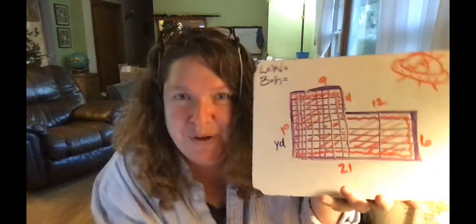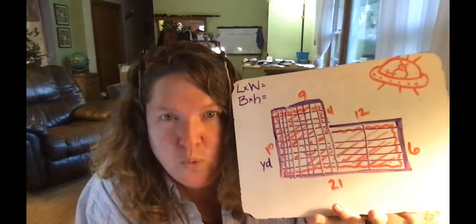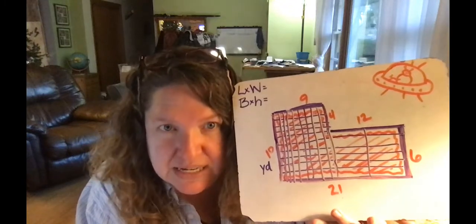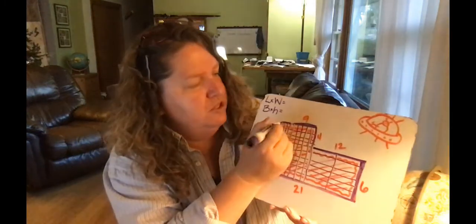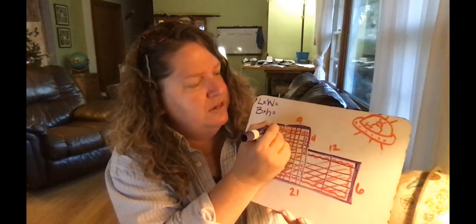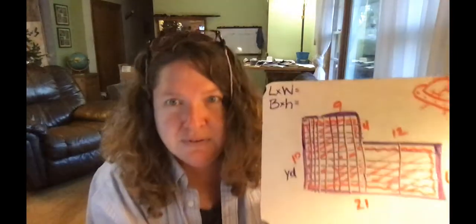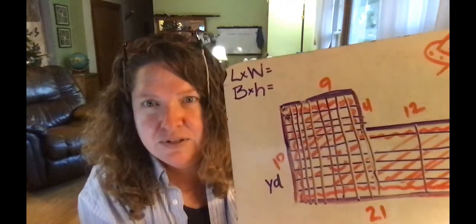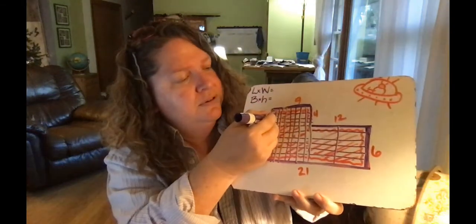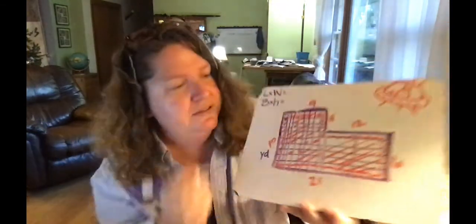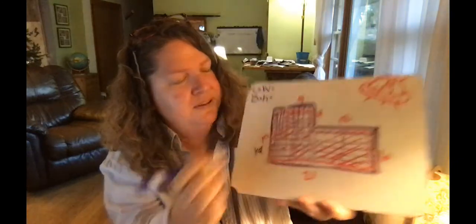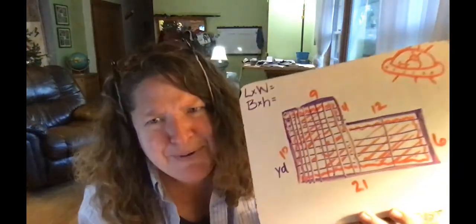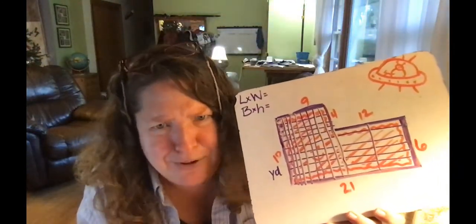So what we really want to know is how many little 1-yard squares Area Alien is covering up. So we could do this. We could count. There's 1. There's 2. There's 3. There's 4. Now, we could do that, but that gets to be a lot of counting.